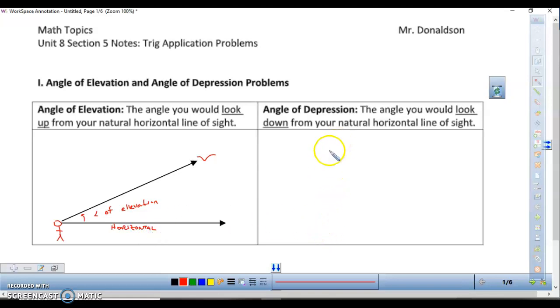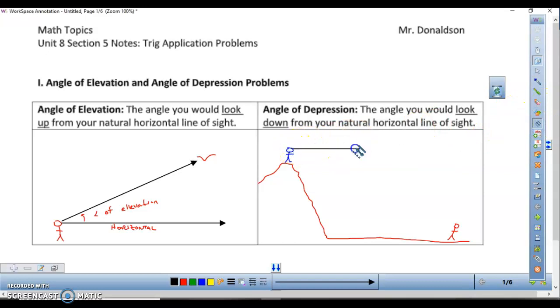Angle of depression is very similar to that, except instead of the angle that you look up from your natural horizontal line of sight, it's the angle that you look down. So suppose in this case I'm standing on top of a mountain, and I see Derek chilling down here. This is Derek. I'll be up here, I'll be blue. So I'm chilling. This is my horizontal line of sight, looking out, enjoying the beautiful day. And then I see Derek. And when I look down and see Derek, naturally I become depressed.